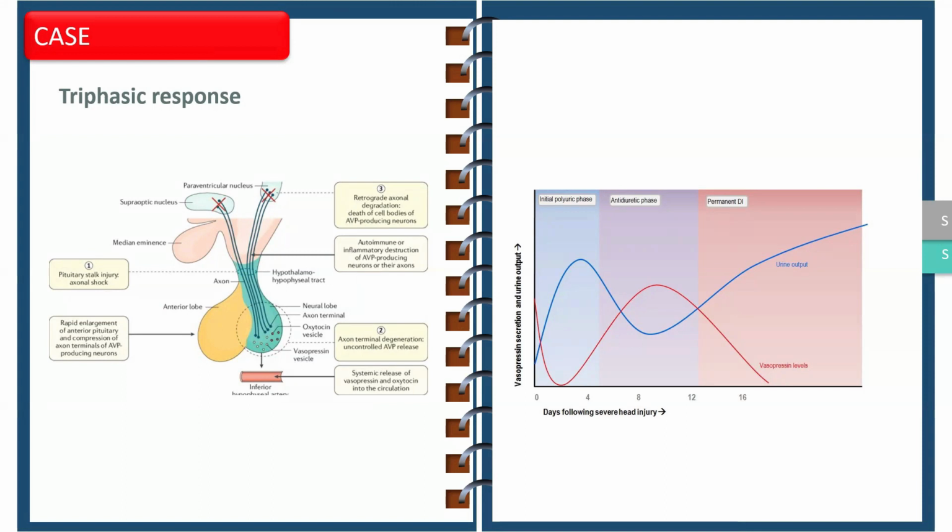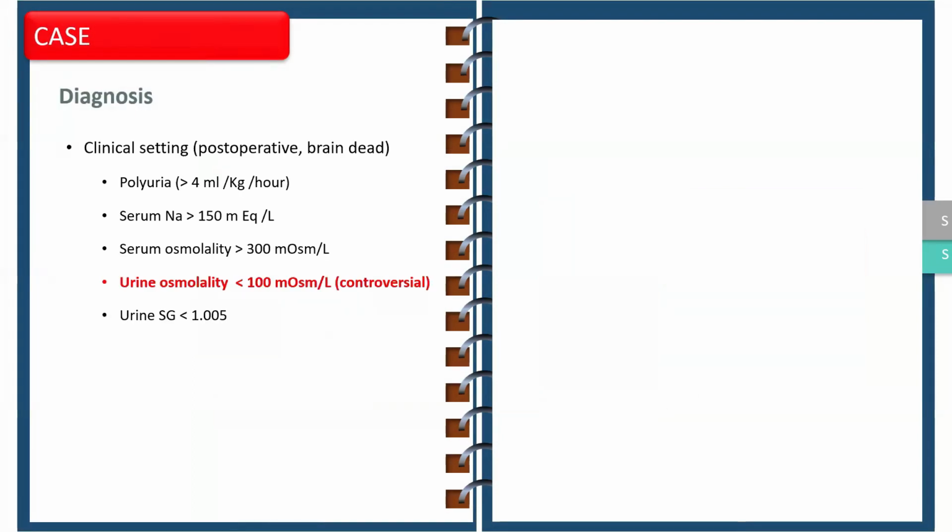Later, during the third stage, retrograde axonal degeneration results in death of cell bodies of AVP producing neurons, resulting in permanent diabetes insipidus with increasing polyuria. For the diagnosis, we need to have a clinical setting commonly seen in post-operative or brain-dead patients where there is polyuria, hypernatremia, serum osmolality of more than 300 milliosmoles per liter, urine osmolality of less than 100 milliosmoles per liter, and a low urine-specific gravity.